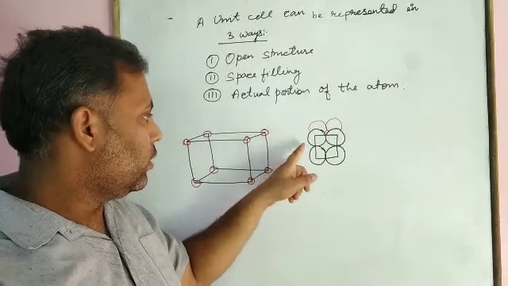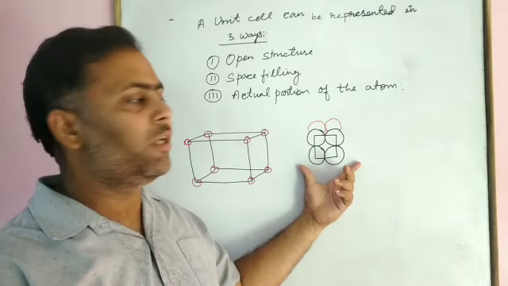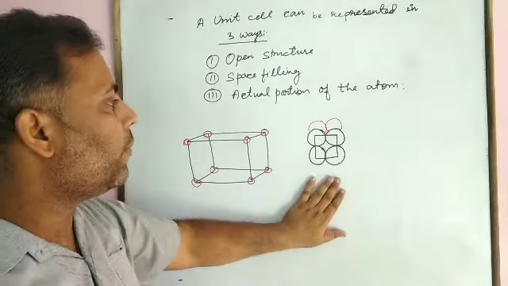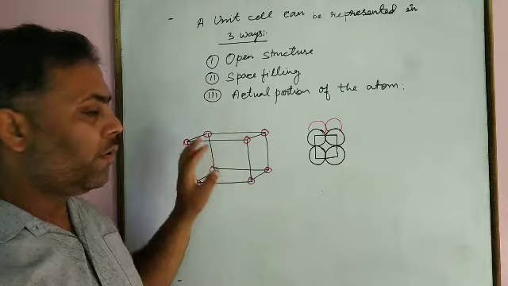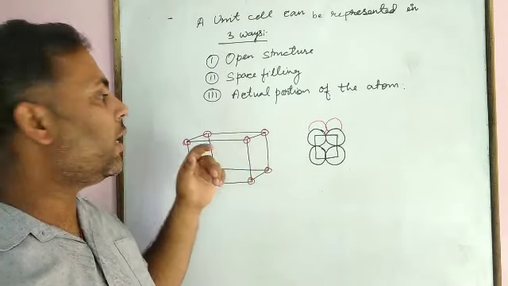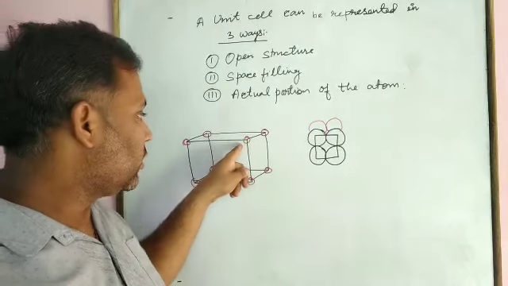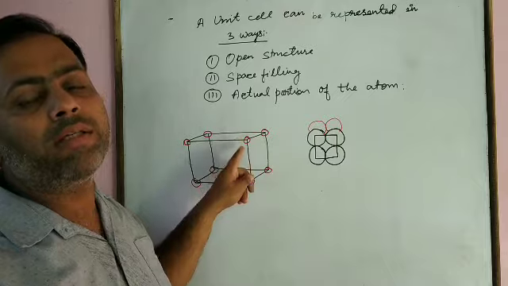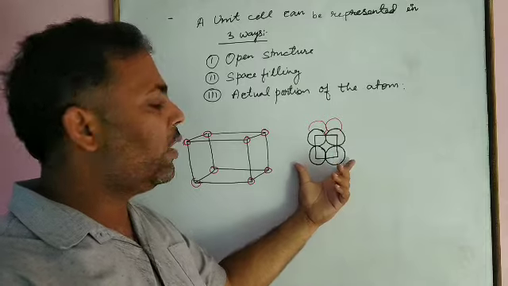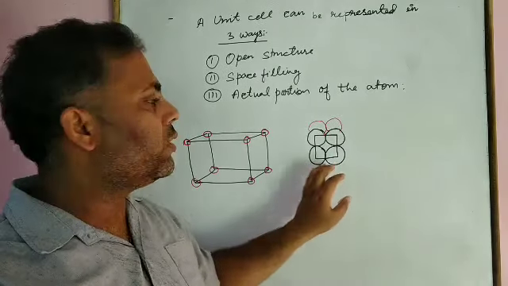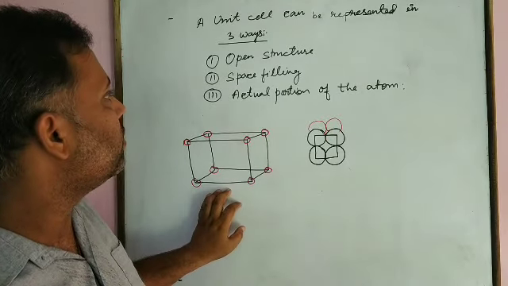Clear? In this way, a cube is represented. I am not able to represent the cube because it is in 3D and the board is 2D. That's why I am unable to represent it. This is open structure, in which we are only going to locate the center of each point or the sphere. In this case, we are not going to represent the actual size of the atom. Whereas in case of space filling model, here we are going to represent the actual size of the atom forming the cube. This is space filling model. This one is open structure.